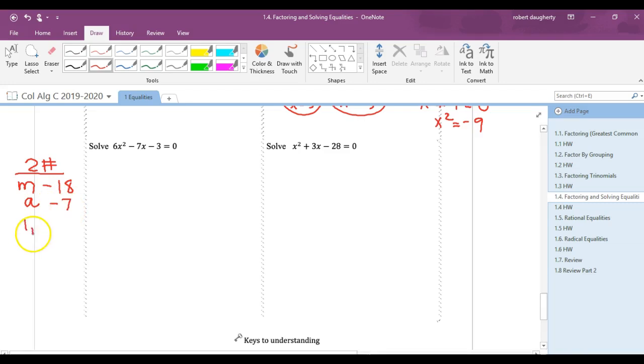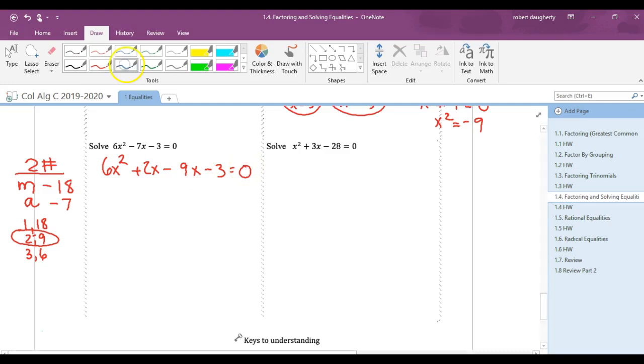Yeah, so the only possibilities with 18 are 1 and 18, 2 and 9, 3 and 6. How can I combine those to get a negative 7? Yeah, so negative 9 and positive 2. Okay, so I'm going to rewrite this as 6x squared plus 2x minus 9x minus 3 equals 0.